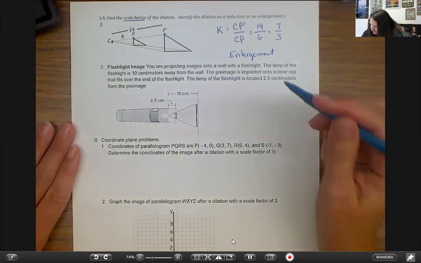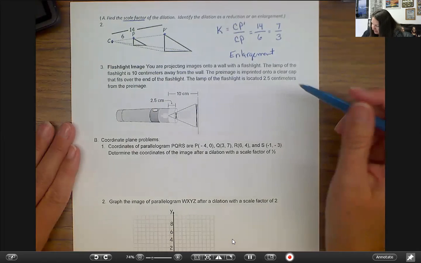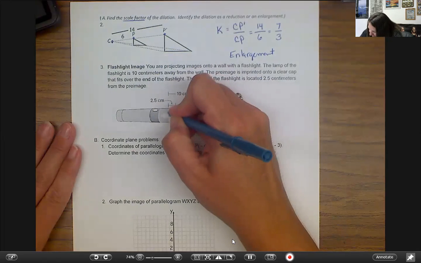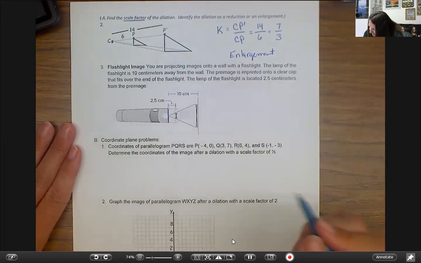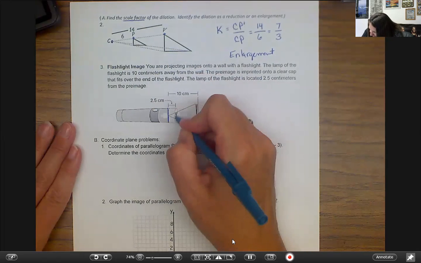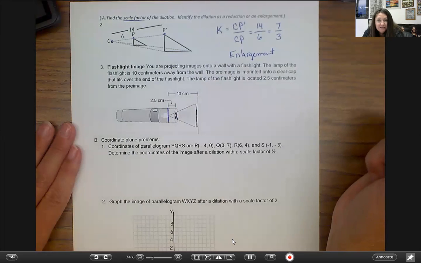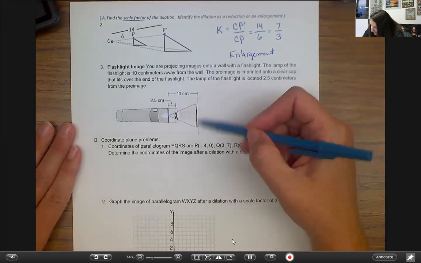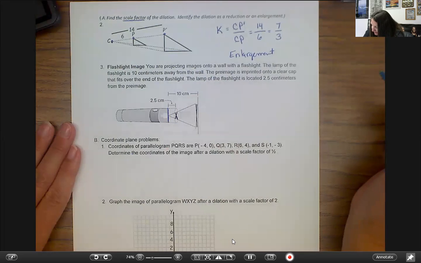Okay, so in this case, if we were looking at this, here's where our lamp is located. You can see that the original X right here on your flashlight is your pre-image, that's where it starts, and then the reflection that it creates is out here. So again, this is going to be considered an enlargement.